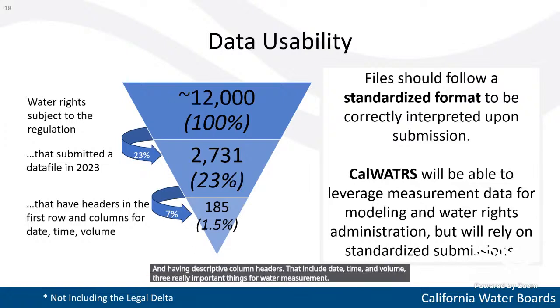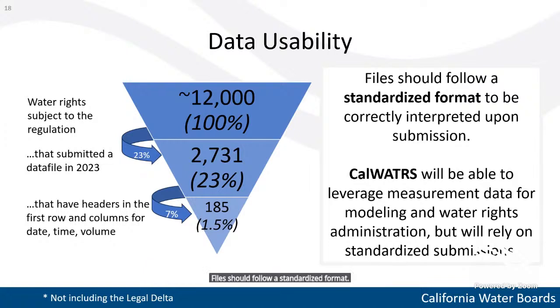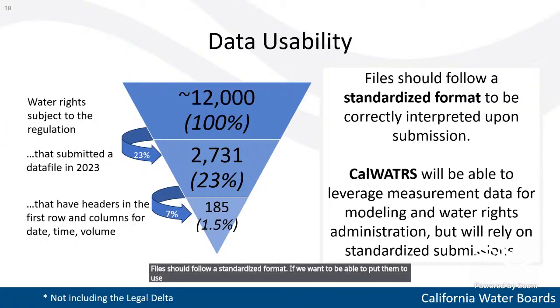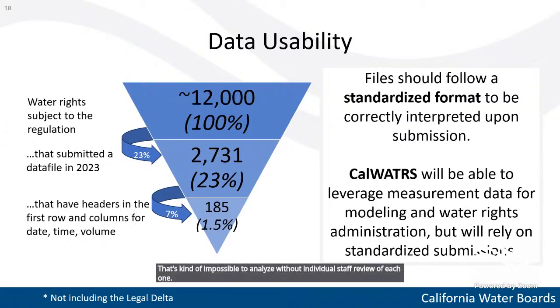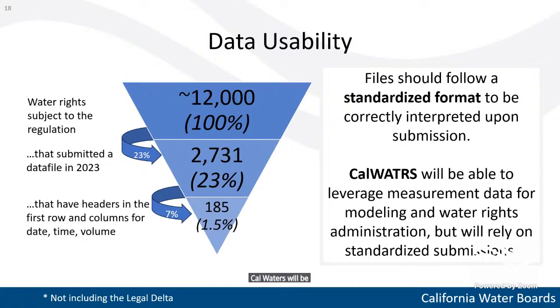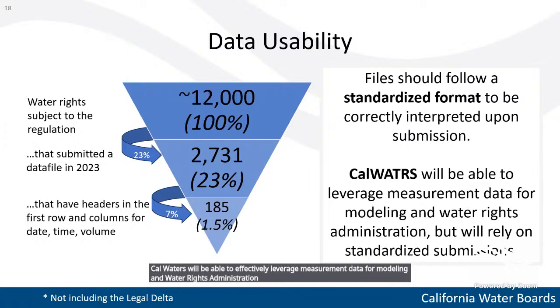Files should follow a standardized format if we want to be able to put them to use without individually reviewing every file. We receive over 1,000 different unique data file formats each year, and that's kind of impossible to analyze without individual staff review of each one. CalWATRS will be able to effectively leverage measurement data for modeling and water rights administration, but will rely on those standardized uploads, which means that the data will need to be interpreted immediately upon submission instead of after staff review. Next slide.